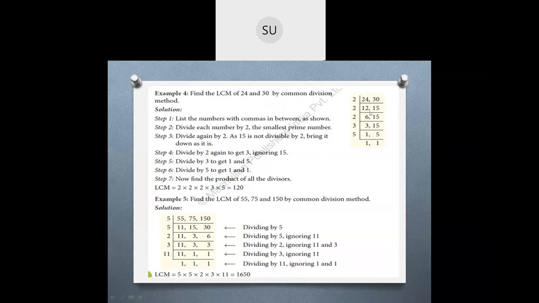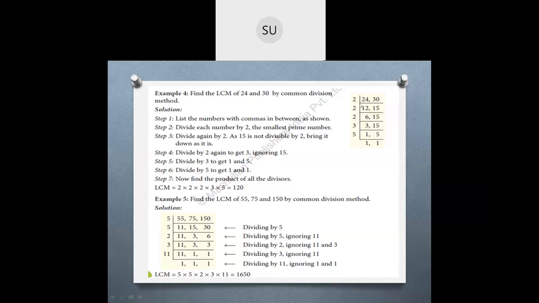So when we divide 12 by 2, we get 6. Since we cannot divide 15 by 2, we'll bring down 15 as it is. Now further we can divide 6 by 2. That is 2 threes are 6. So we'll write 3 here and bring down 15 like that again. Now 3 and 15, so first we'll divide by 3. So 3 ones are 3 and 3 fives are 15. So we have 1 and 5 now. Now 5 ones are 5, so this 1 we bring down as it is, and this 5, when we divide, becomes 1.